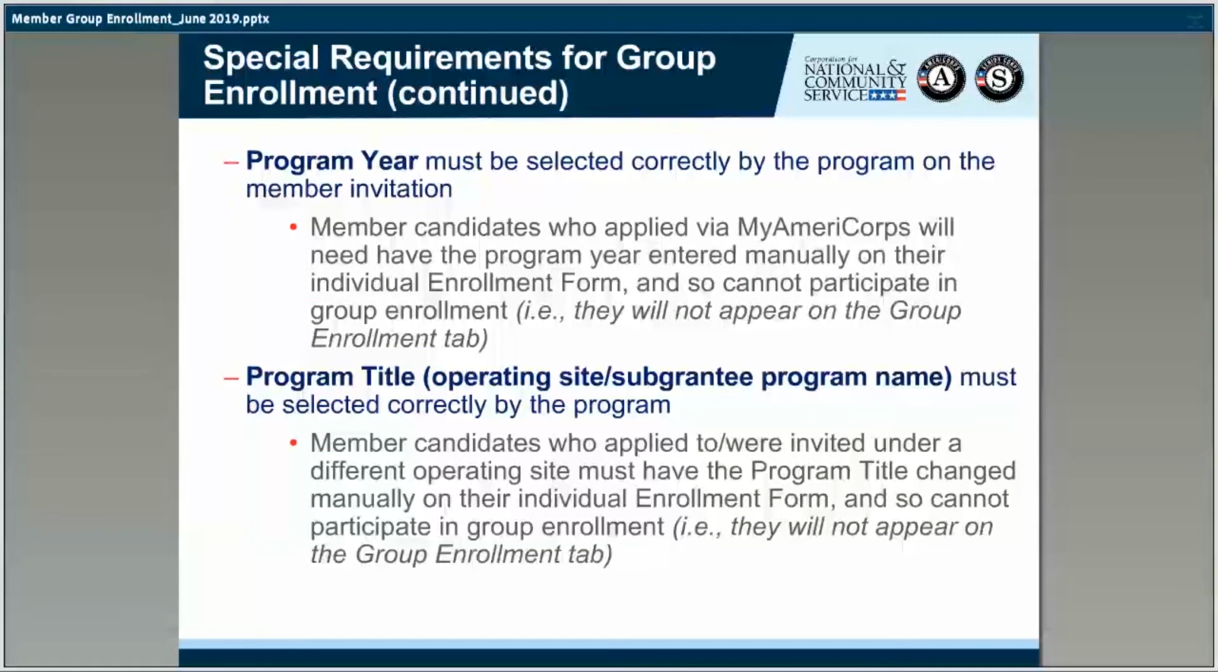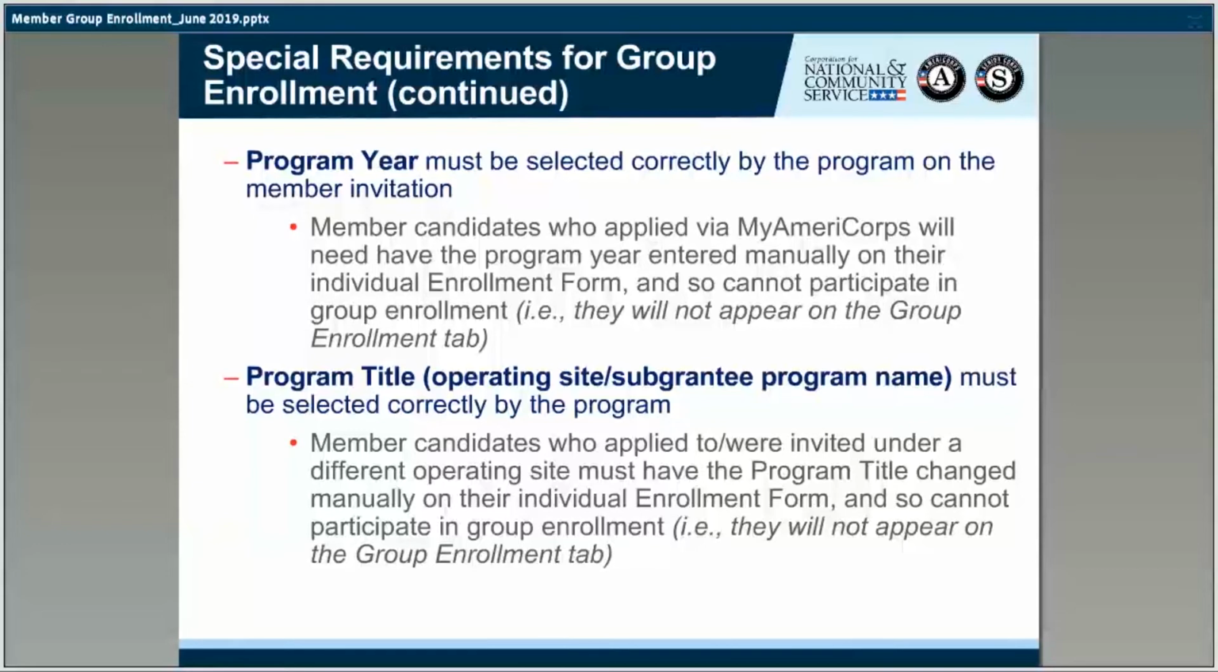In order for members to be associated with the correct program year, the program staff responsible for sending member invitations in the portal need to select that program year correctly on the invitation. If members apply and are accepted directly in the AmeriCorps portal, their applications will not be associated with a program year. So as a result, the program year will need to be entered manually on the member's individual enrollment form later in the enrollment process.